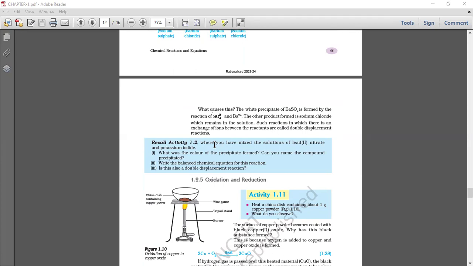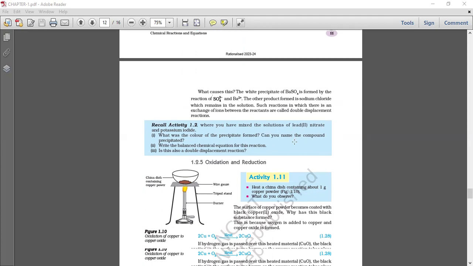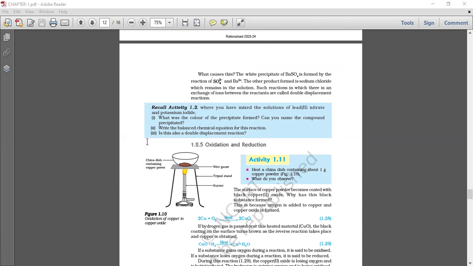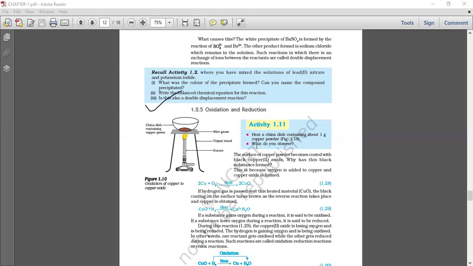Then he is asking to recall activity 1.2, where you mixed the solutions of lead nitrate and potassium iodide. What is the color of the precipitate formed? The color will be yellow. That also I have made a video. Please watch the video, then you will understand, and try to answer the questions given on this page.